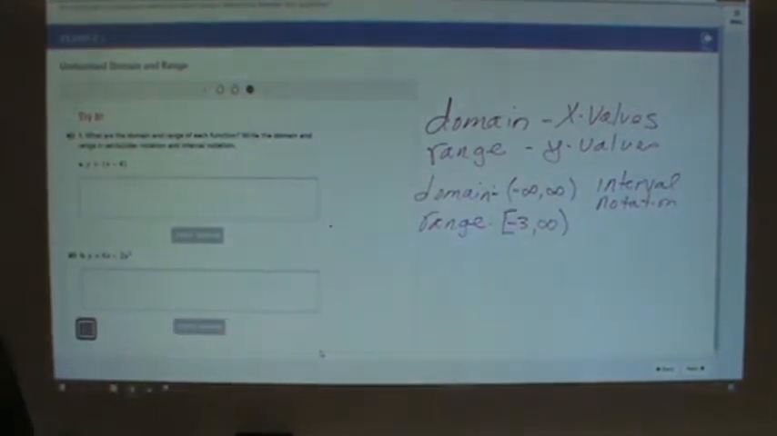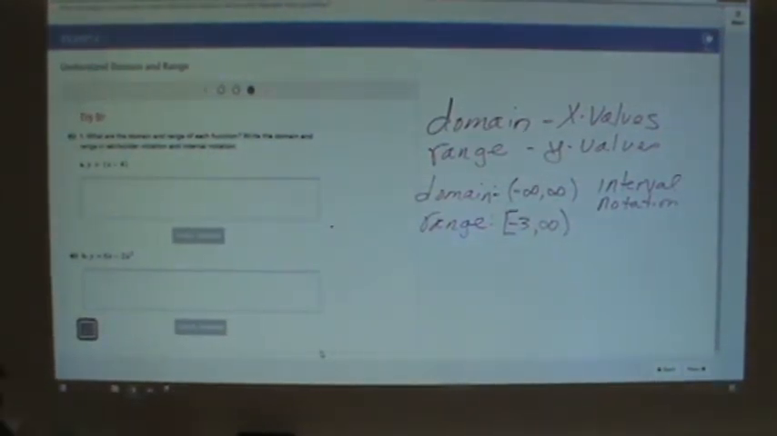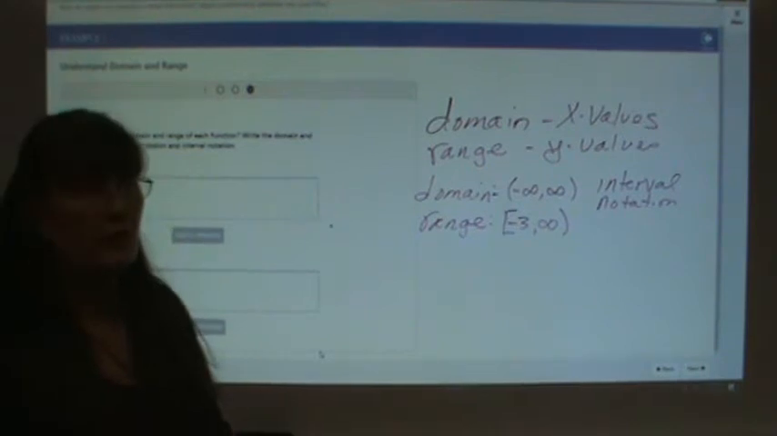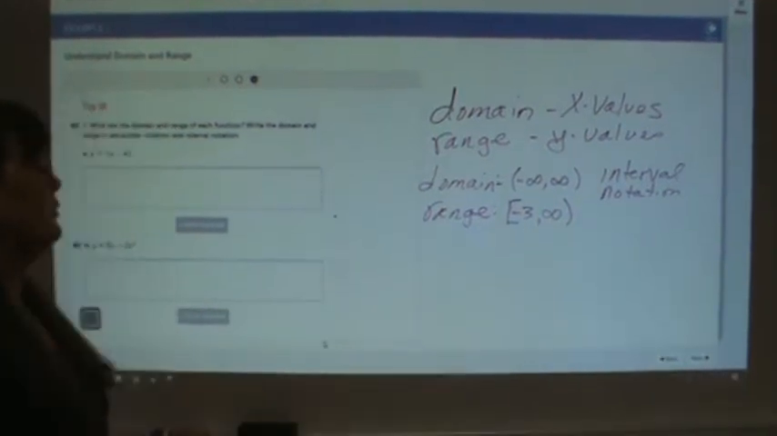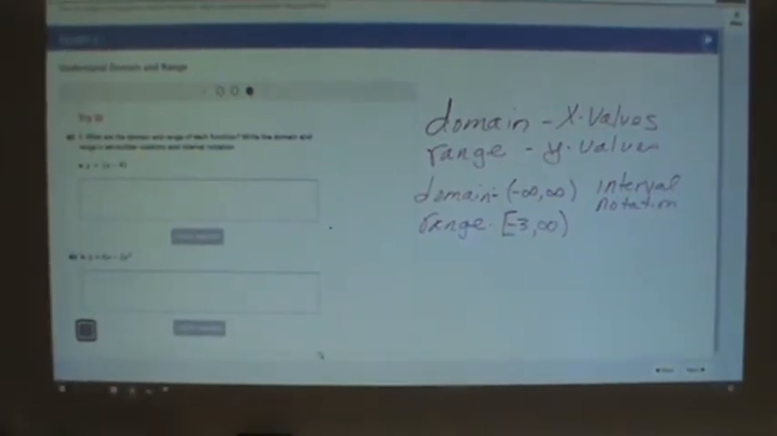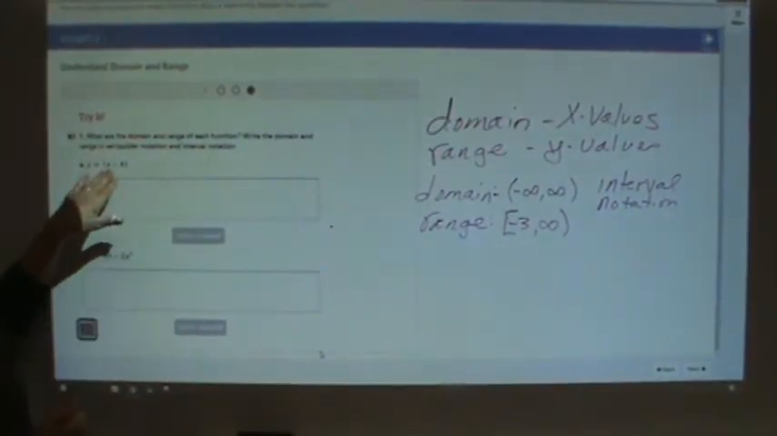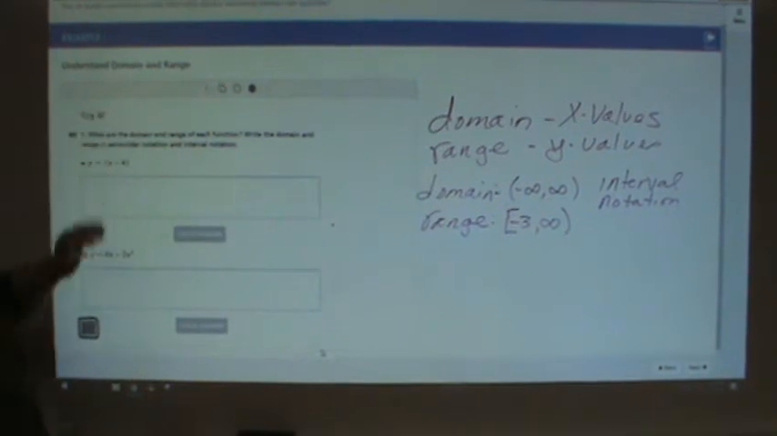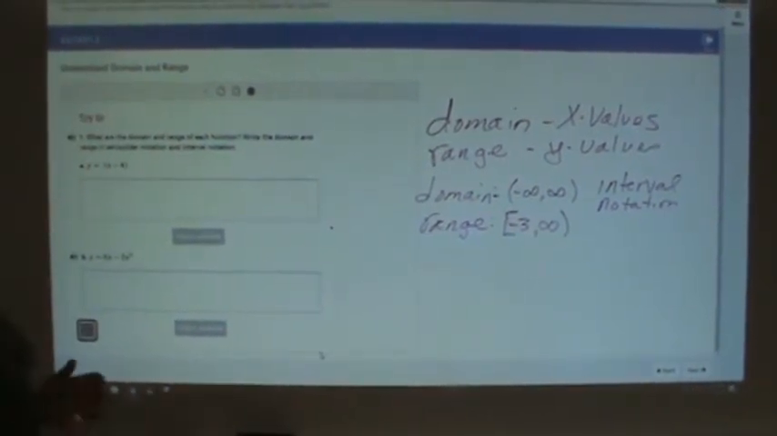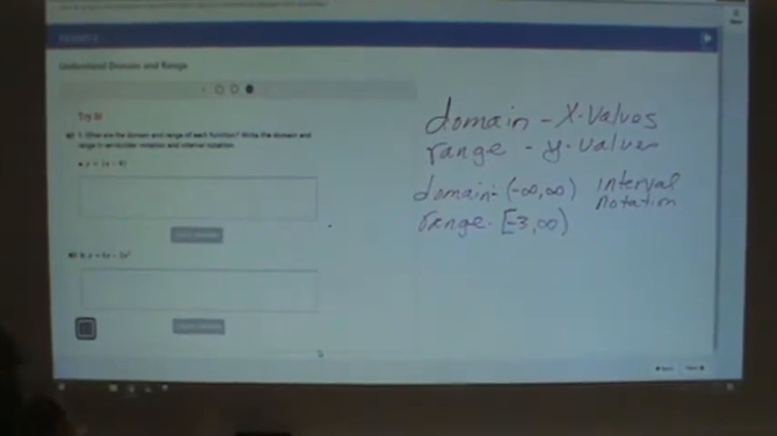All right, now you get to try. Now I'm going to go ahead and do these. I know you should have already done them, but you can go back and review and make sure you have done them correctly. The absolute value of y equals the absolute value of x minus 4. It says, what are the domain and range of each function? Write the domain and range in set builder notation and interval notation.